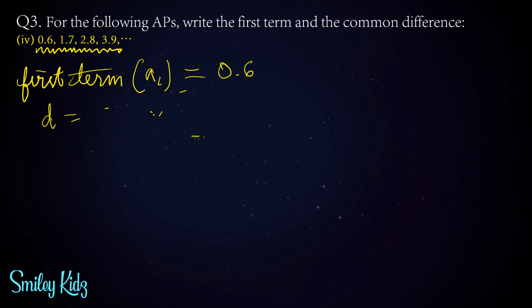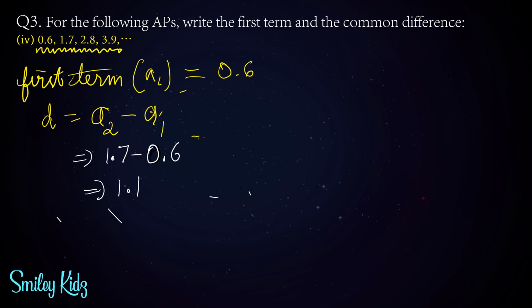Now, what is the common difference? D is equal to A2 minus A1. What is the value of A2? The value of A2 is 1.7, minus the value of A1, which is 0.6. Now, what is 1.7 minus 0.6? Well, it is 1.1, isn't it? So, what is the common difference in this case? The common difference is 1.1, whereas the first term is 0.6.